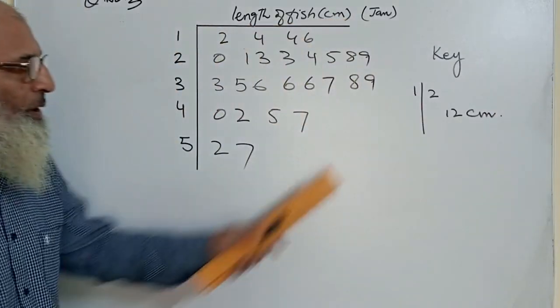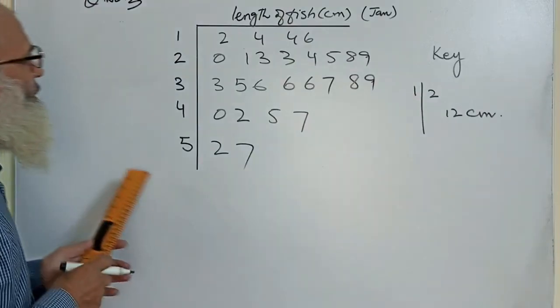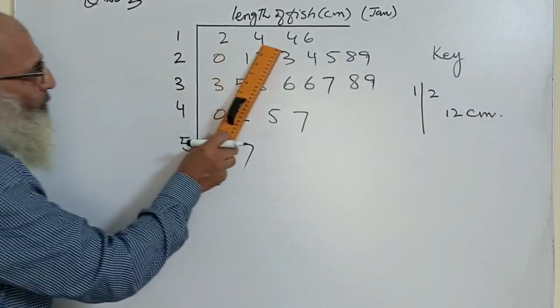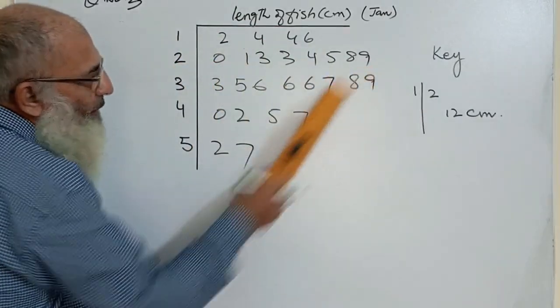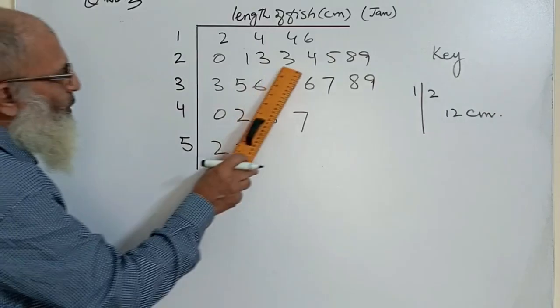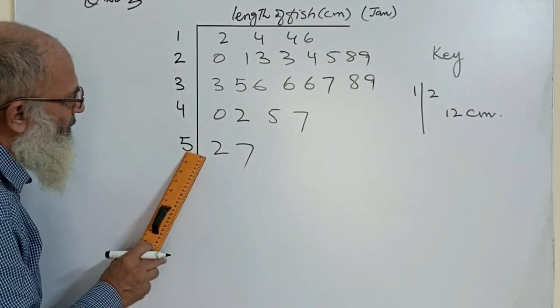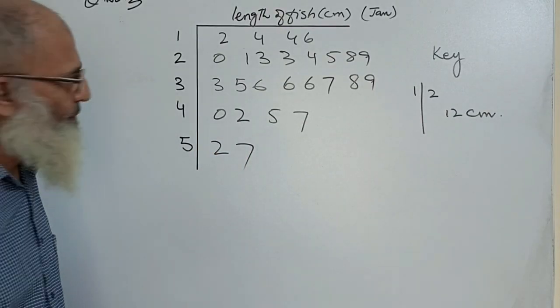We already know how to read this. So 1 and 2 means 12 centimeters. 1 and 4 means 14 centimeters. 2 and 9 means 29 centimeters. 2 and 3 means 23 centimeters, and so forth. 5 and 7 means 57 centimeters.